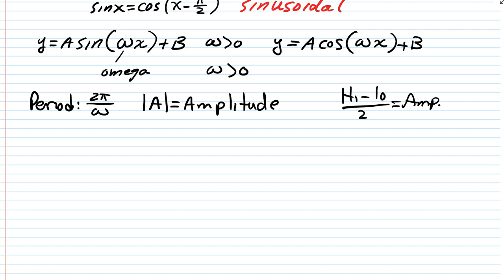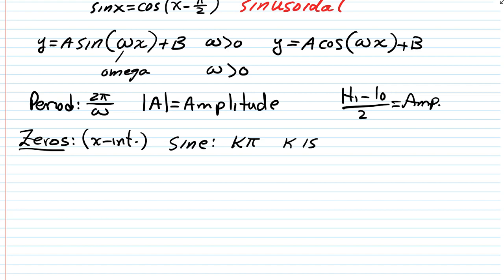The important other points are the zeros of these functions. Remember, the zeros are the x-intercepts of the graph of the function. So the zeros of sine in the basic form is given by k pi, where k is an integer. Remember, integers are -3, -2, -1, 0, 1, 2, 3, and so forth. Those are the integer values for sine.